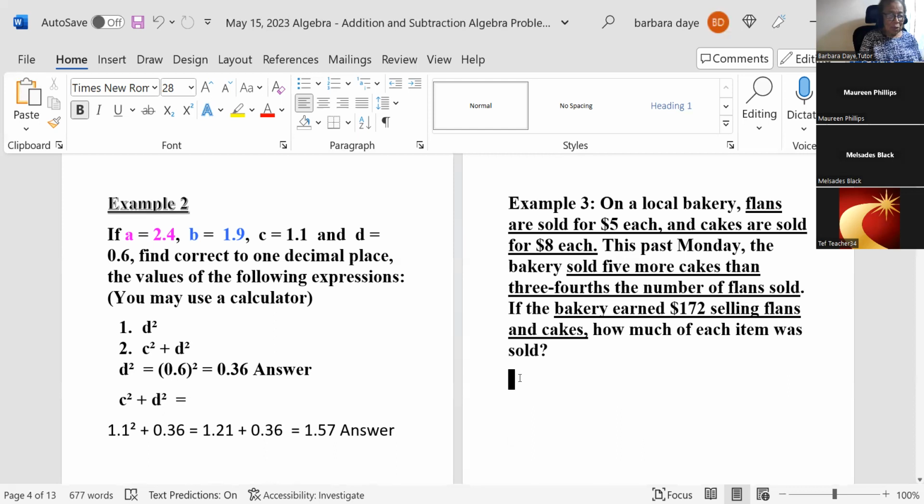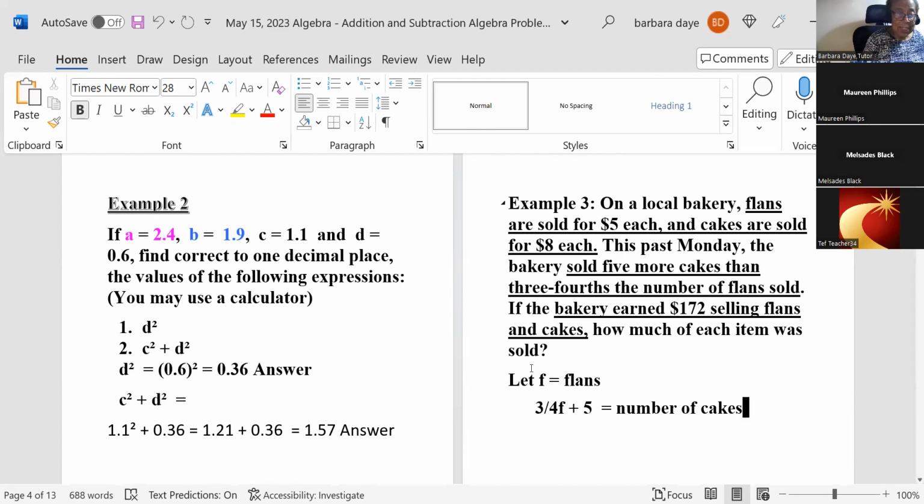Okay, if you let F equal flans, right? I'll get you started. Now, if you sold 5 more cakes than 3/4 the number of flans, what would the cakes be equal to? Cakes would be 3/4 of the flans, three-fourths of the F plus 5. Whatever that amount is would be equal to the number of cakes. Okay, that's how you would translate 5 more than 3/4 the number of flans.